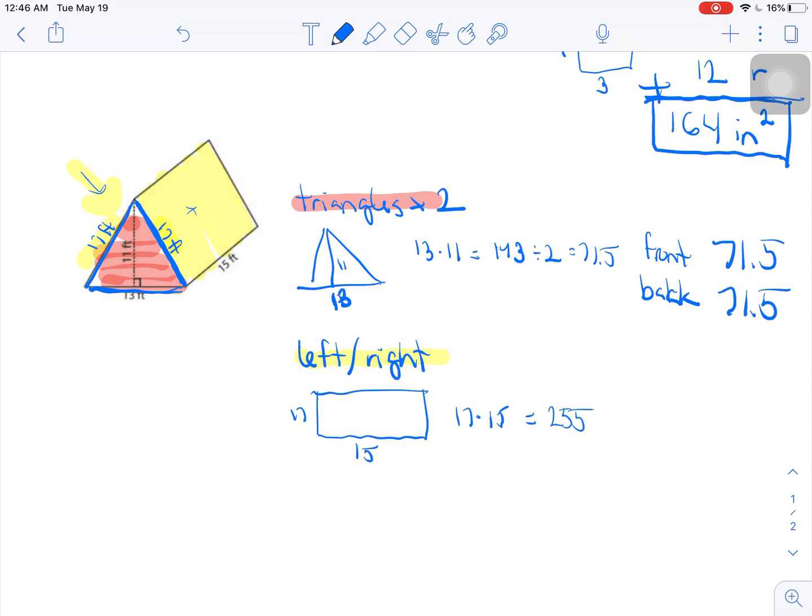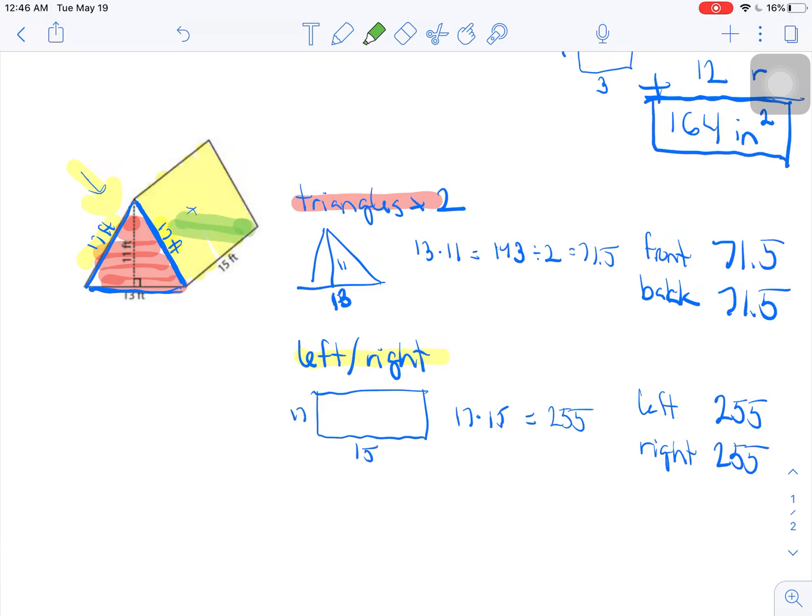And again, since this side and this side hiding back here are both the same size, we don't have to calculate them separately. We can just say, okay, the left side kind of hiding out of view there is going to be 255, and then the right side is also going to be 255.